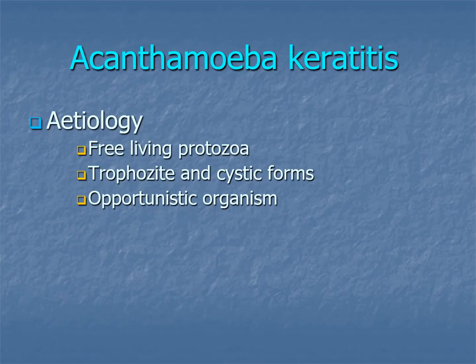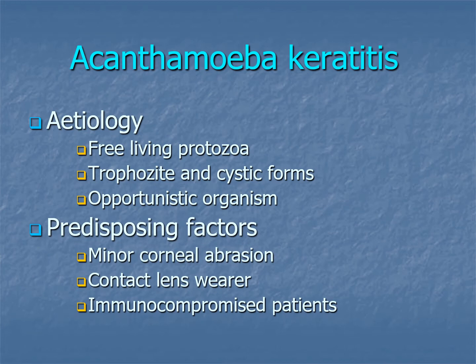This was all about fungal keratitis. Now we will discuss Acanthamoeba keratitis. Acanthamoeba is a unicellular free-living protozoa. It is found in soil, fresh or brackish water, and upper respiratory tract.